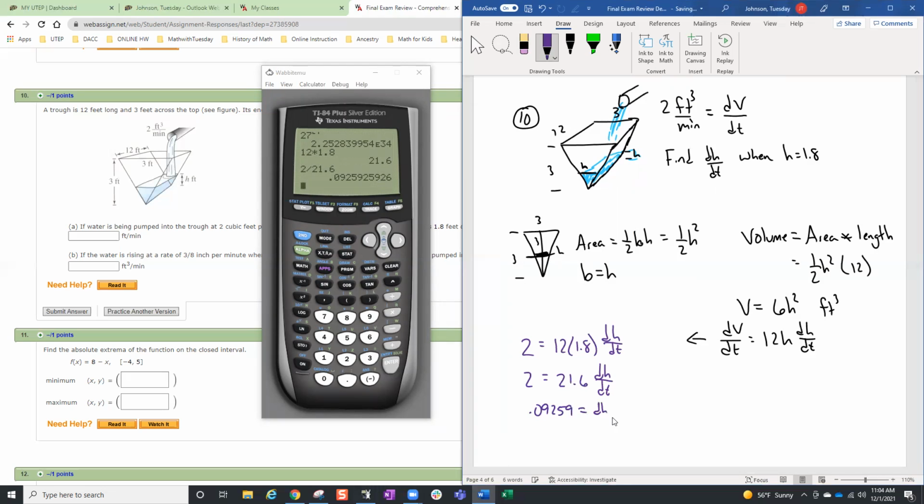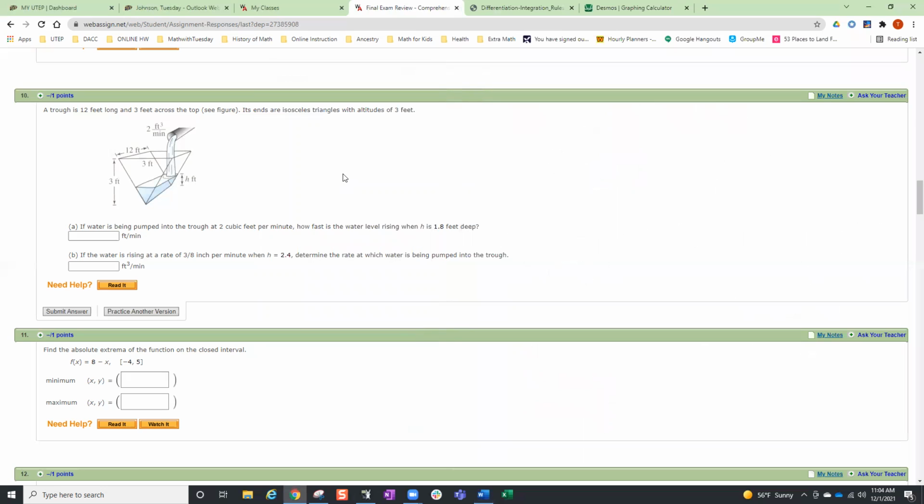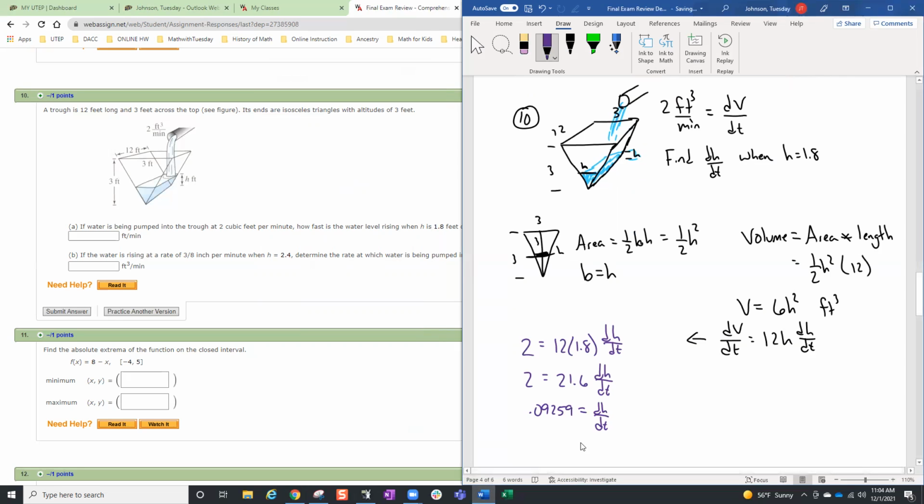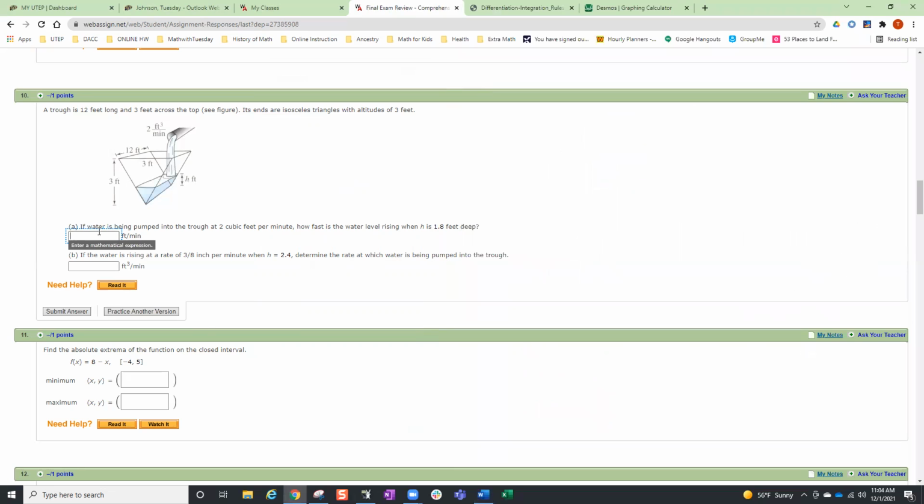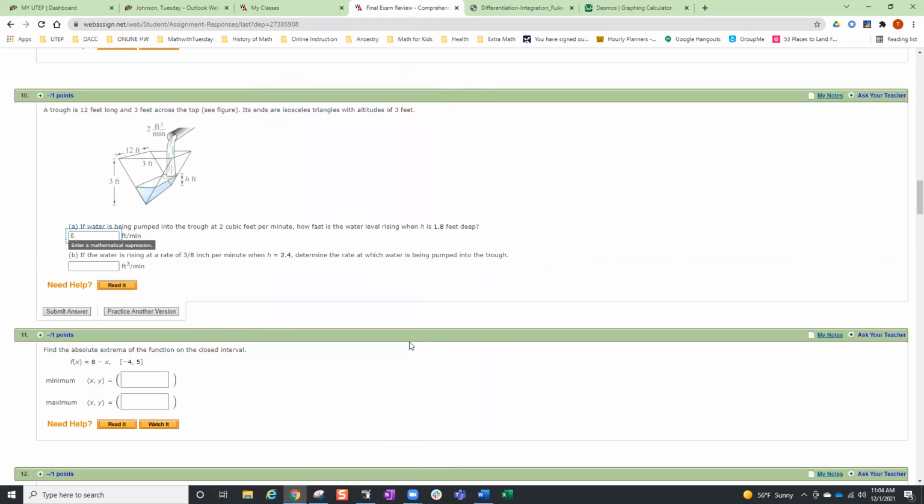2 divided by 21.6. Ooh, that's pretty tiny, isn't it? 0.09259 for dH/dt. I'm afraid this is wrong. I'm going to tell you right now. What do we want? We want 3 decimal places. Nope, we don't want 3 decimal places. So 0.0926.